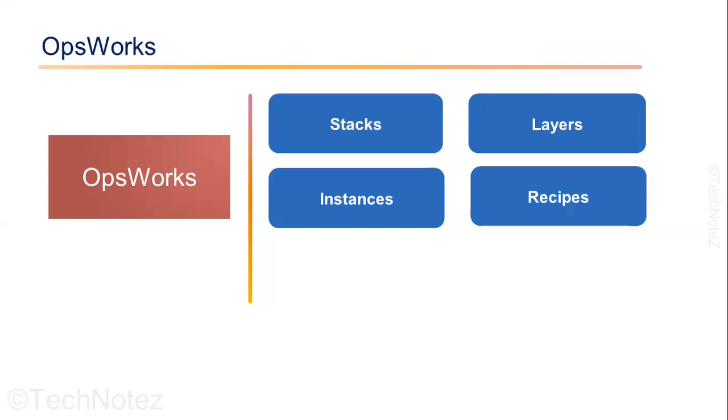Recipes. A recipe is a set of instructions that configure and deploy software on an instance. Recipes are written in the Chef or Puppet automation language and are used to automate the installation, configuration, and management of your application. An app is a code repository that contains the source code for your application. OpsWorks can pull the code from Git or AWS CodeCommit repositories and deploy it to your instances.